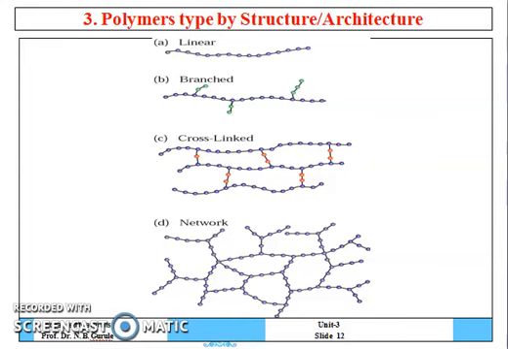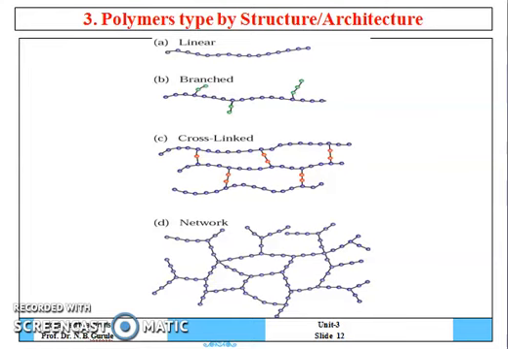Here the schematic represents the classification. Number 1 is linear polymer, number 2 is branched polymer, number 3 is cross-linked polymer, number 4 is network polymer. Now let us see the difference between these structures. Linear polymers have a long chain structure. Branched polymers have a long chain structure, but at some places they have branches of other atoms such as hydrogen, oxygen, or nitrogen.